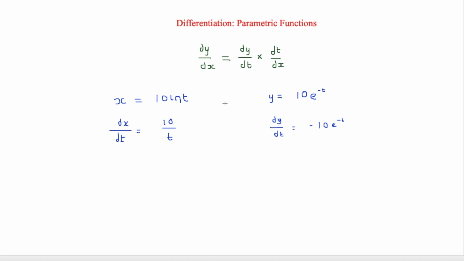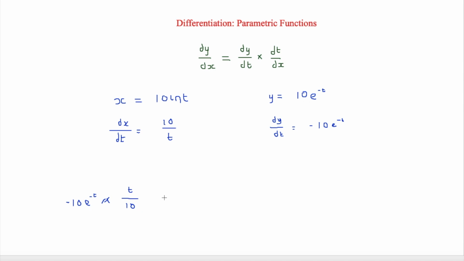So now we have this, what we need to do is do the dy over dt, that is this one here, minus 10 e to the minus t, times by, and that's going to be times by dt over dx. Now we have dx over dt, so this means that we just have to switch them round. That will make t over 10. So therefore, now we have t over 10. What we can do is this times by this.